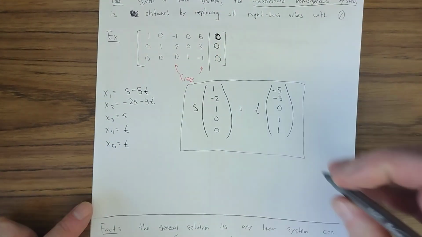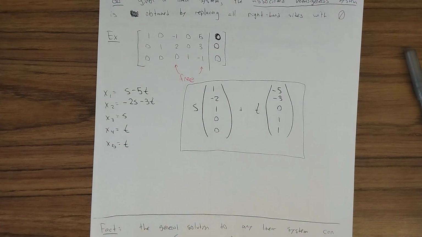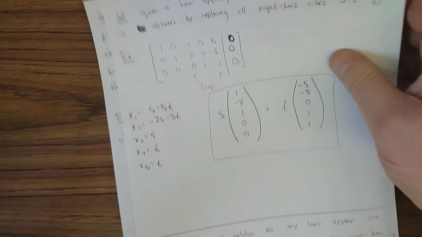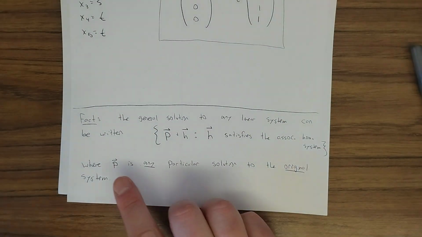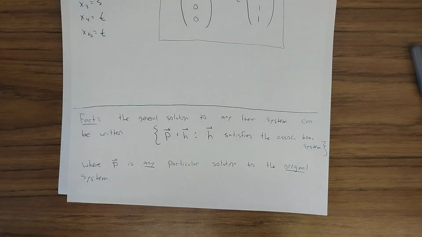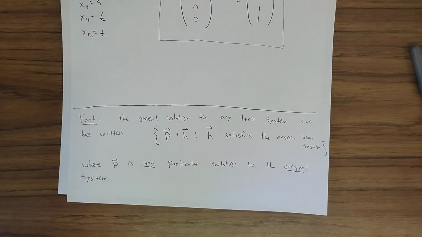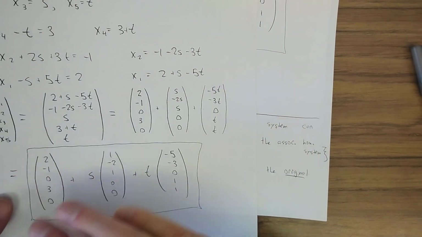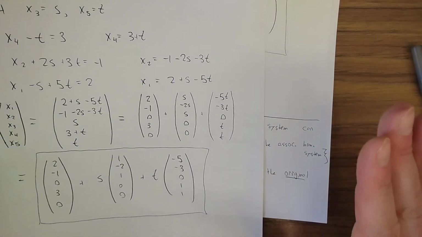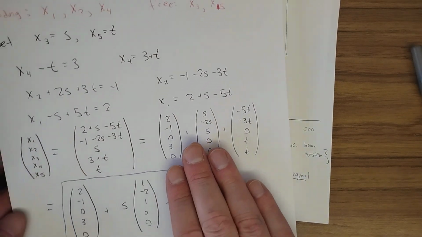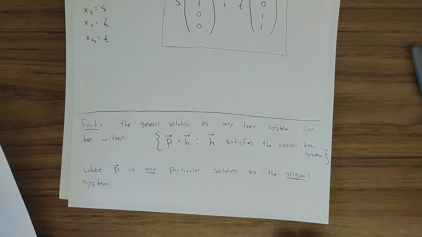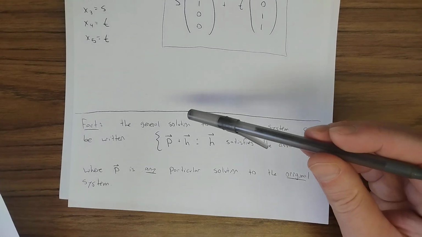Okay. Now that was kind of repetitive, and there's a reason for that. That's exactly what I was illustrating. What I'm illustrating is this fact. The general solution to any linear system, and when I say general solution, I mean a formula like what we just came up with that expresses every possible answer. This is a general solution to this system, and this is a general solution to the associated homogeneous system.